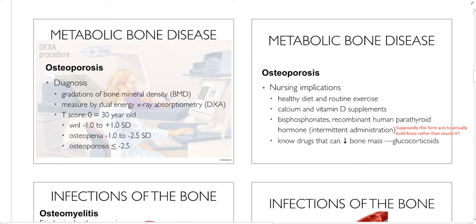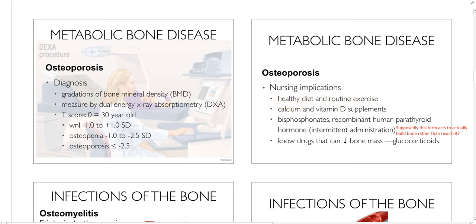0. And we have a gradation then, where if it's negative 1 to negative 2.5 standard deviations, then we're looking at osteopenia. So sort of like the beginning stages of osteoporosis. And if we get to less than or equal to negative 2.5, we're looking at osteoporosis full-blown. So the nursing implications here is that we want to get them on a healthy diet with routine exercise.